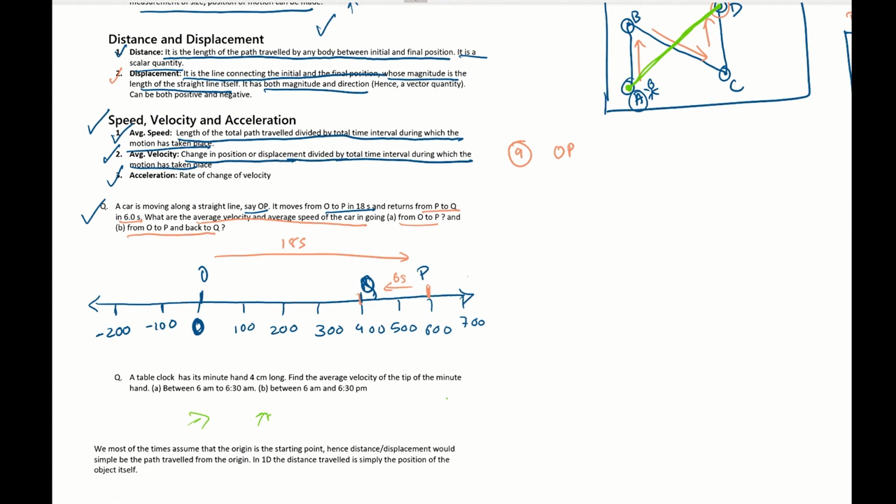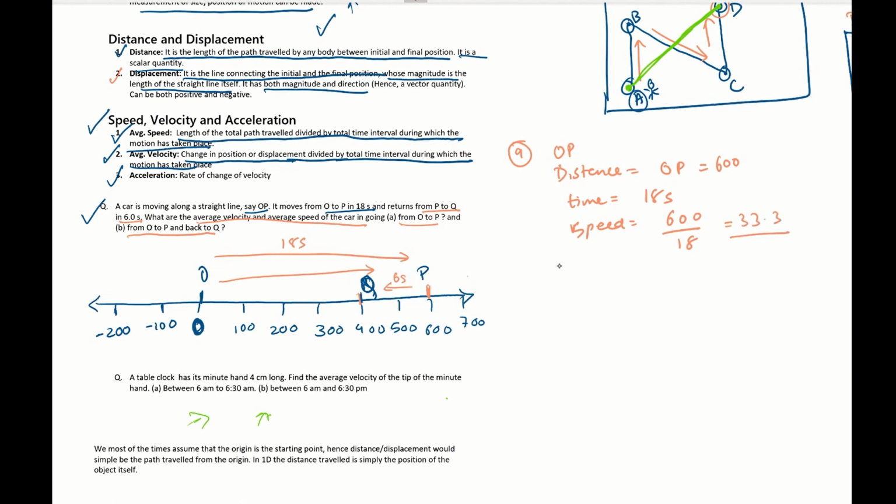We need to first calculate distance and displacement. So let's start by calculating distance. In the first case, the object is moving from O to P. So the distance is OP, which is equivalent to 600. The time taken is 18 seconds. So the speed is 600 divided by 18 seconds, which is equivalent to 33.33.